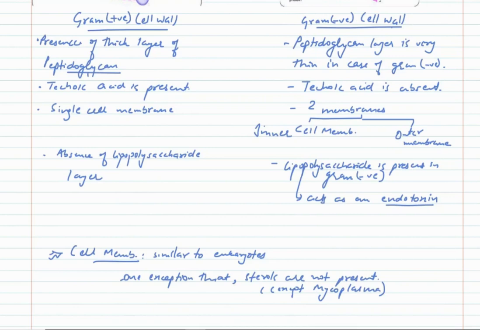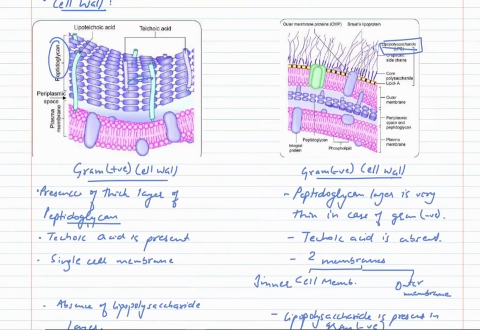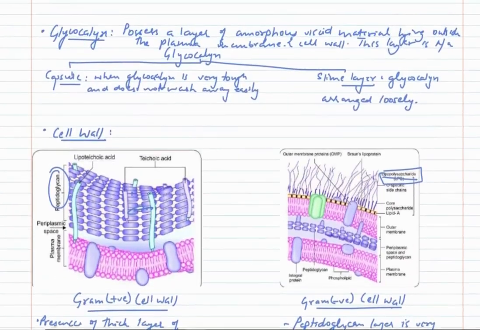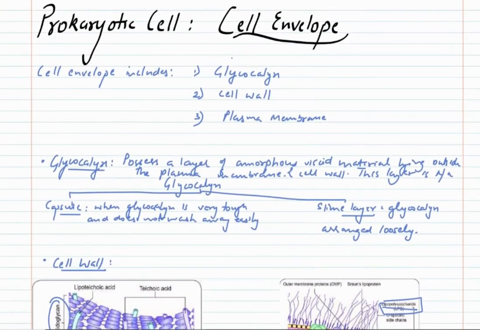However, mycoplasma do not show the presence of a cell wall in their structure. In the structure of the cell envelope, they do not show a cell wall.